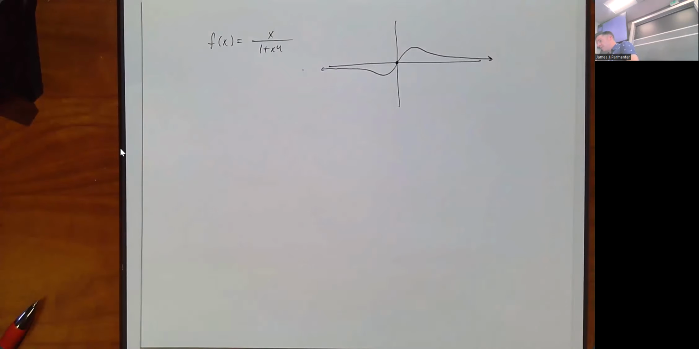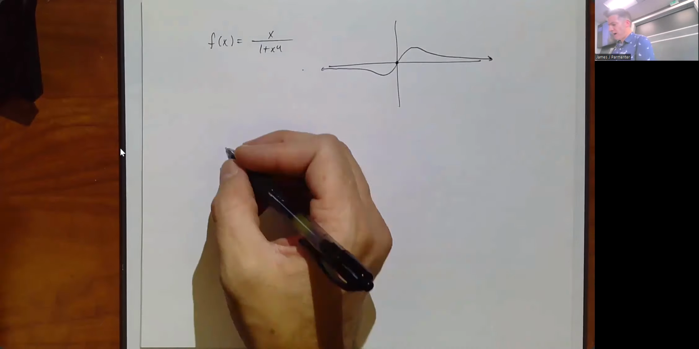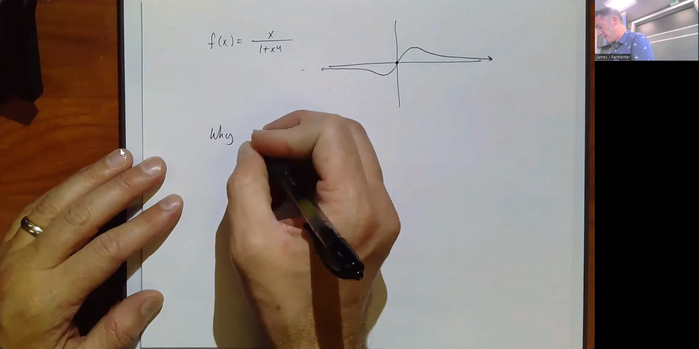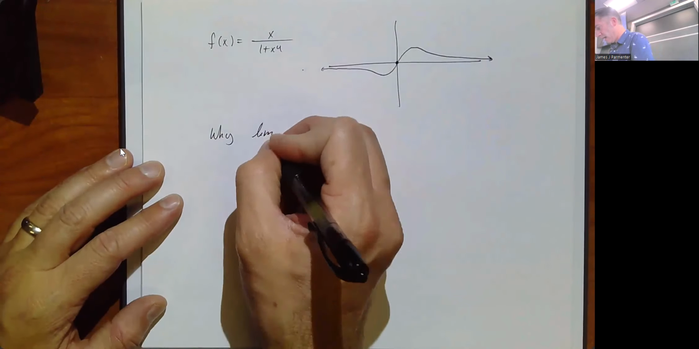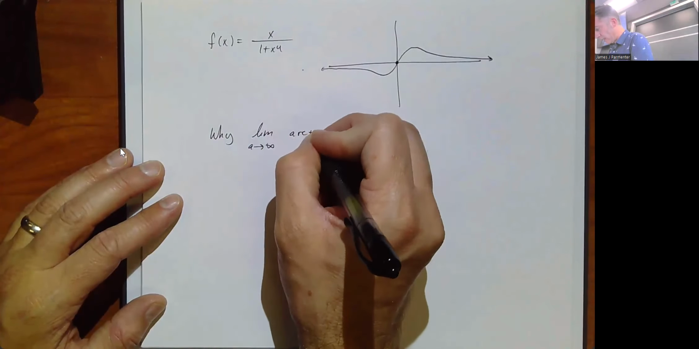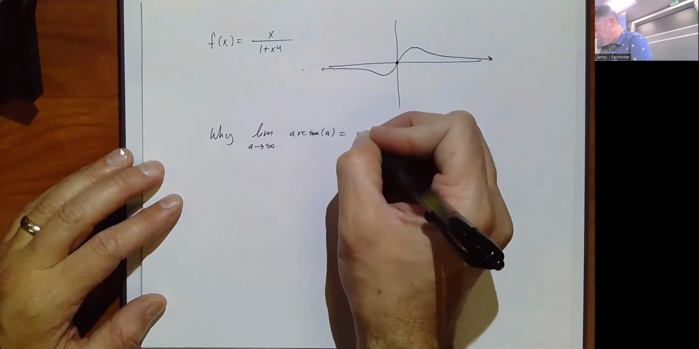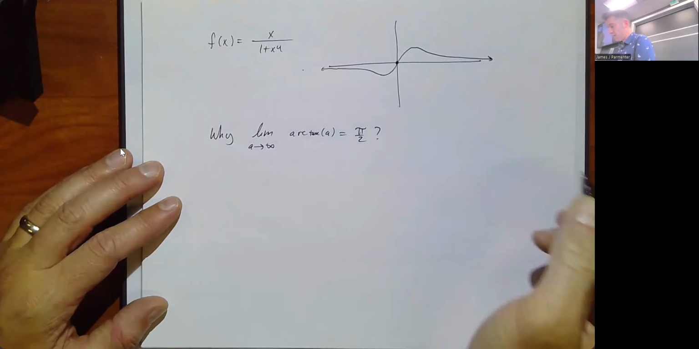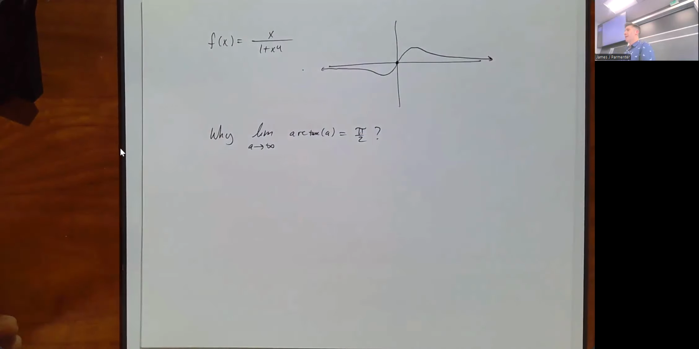It's an odd function. Okay, but why this? Why does the limit as a approaches infinity of the arctangent of a equal pi over 2? The reason I bring it up is because you're probably going to get asked it at some point.